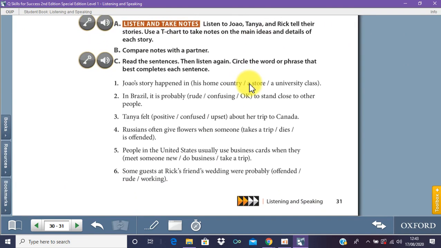Now, if you want, on page number 31, you can go on to question number C. Okay? On question number C, I'm going to read the sentence, listen to the audio, okay? It'll help you, but I will give you the answers as if you have heard the audio, okay?